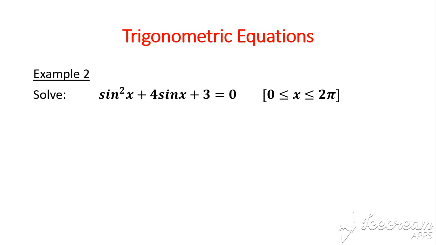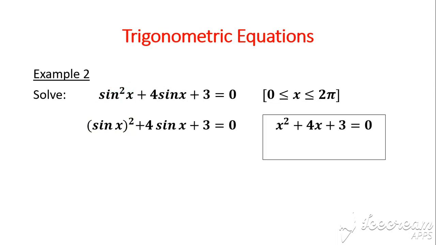Right, let's move on to our second example. Sine squared x plus 4 sine x plus 3 equal to 0. And we're finding all solutions between 0 and 2 pi. So we're back into radians now. Right, sine squared x is our way of writing sine x all squared.